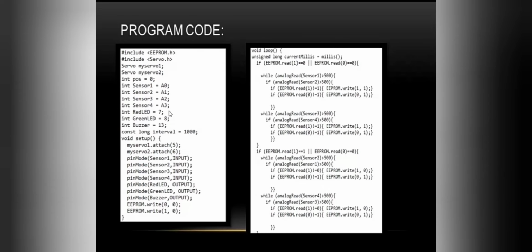Next, in the void setup, I have declared the input and output pins. As you all know, the sensor is the input, it receives the input signal and works accordingly. The red LED and green LED are the output pins, and the buzzer is also an output.